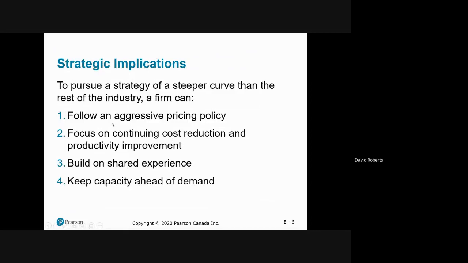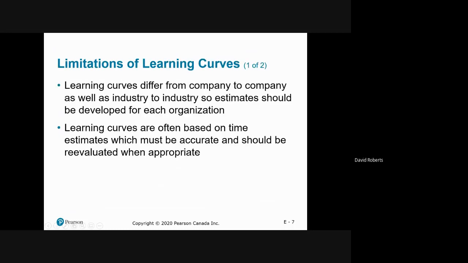So following an aggressive pricing strategy, if you have a steep learning curve, you want to get high volumes. Certain companies are doing that so they get high volumes and they can get lower cost per unit. And again, cost reductions, etc.